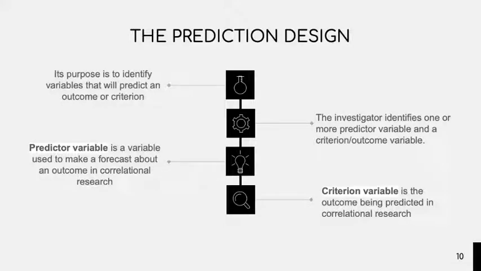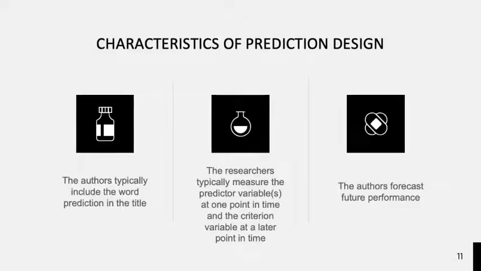To identify the prediction study, we should have a look at the following characteristics. In a research paper, the authors typically include the word prediction in the title, or it could also be in the purpose statement or research questions. And in this type of design, the researchers typically measure the predictor variables at one point in time and the criterion variable at a later point in time.